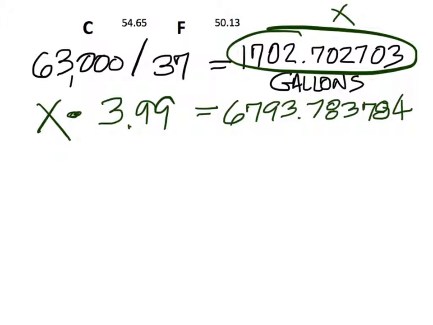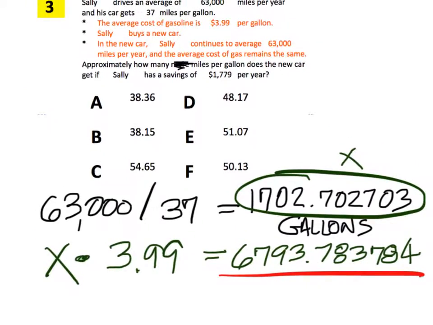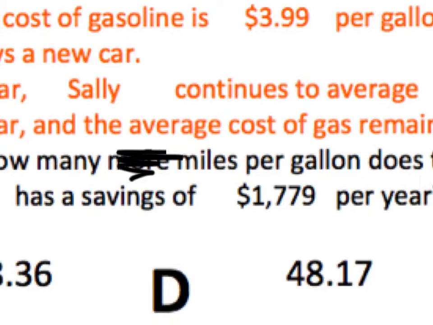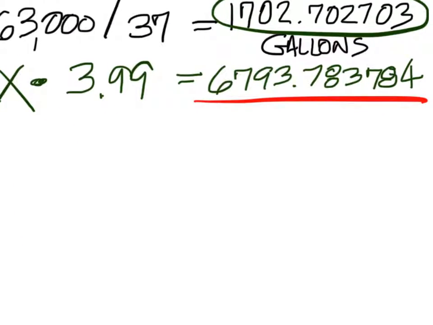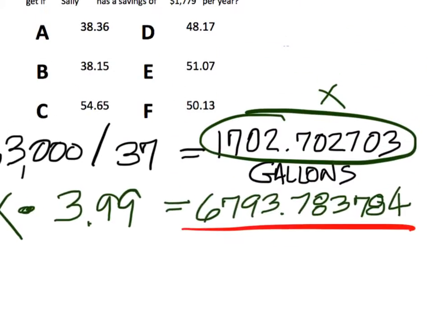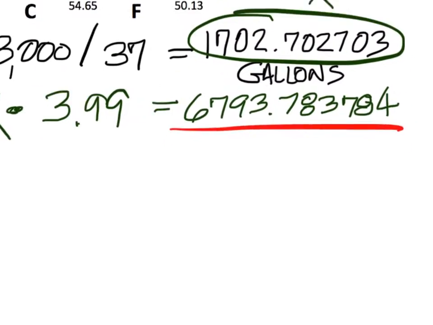Let's leave this the way it is. Let's not round that to two places. If that's how much money she spent in the first year, and she had a savings of $17.99 after she bought a new car, then what do I need to do to find out how much money she spent per year after she bought a new car? Subtract 17.99 from that.